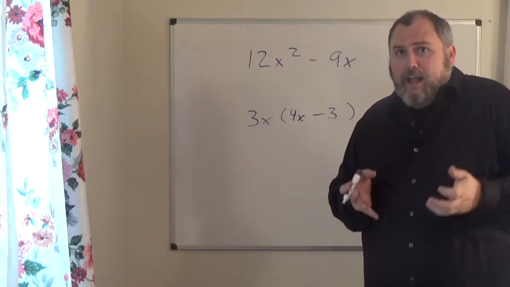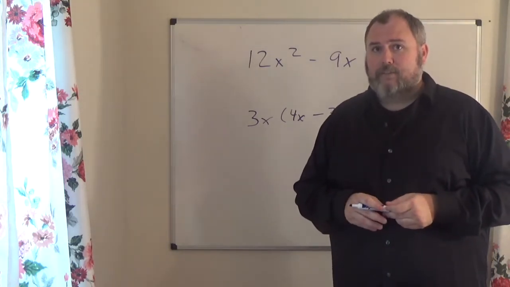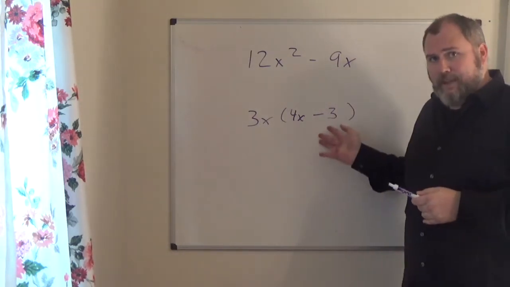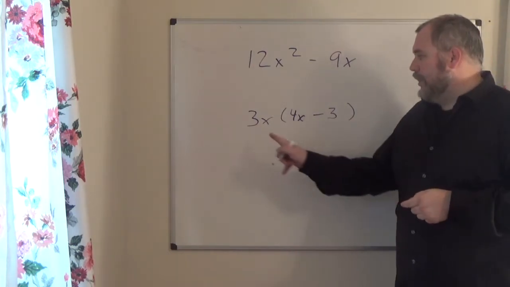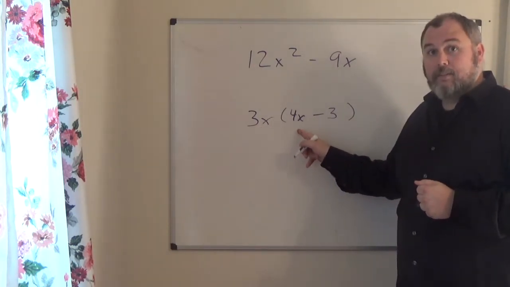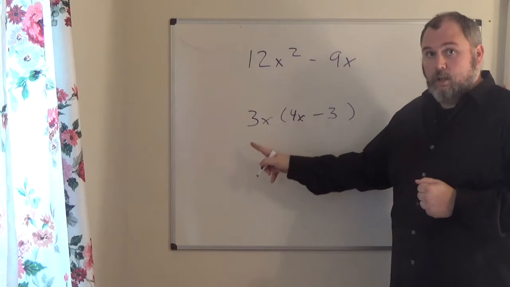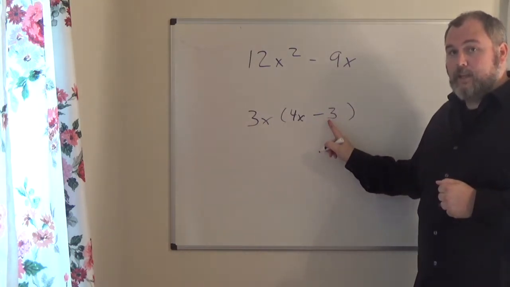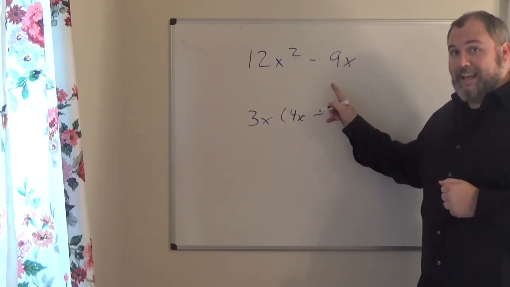So we factored out the greatest common factor, which is 3x, and we need to verify this. Well, let's double check it. 3x times 4x, what's it give us? 12x squared. 3x times negative 3, what's it give us? Negative 9x.